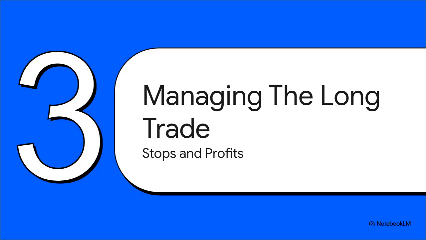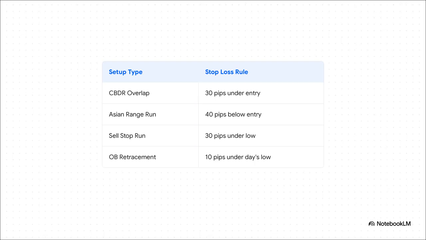You know, getting the entry right feels great, but that's really only half the battle. A true professional manages the trade with a clear, rules-based plan for both their stop loss and their profit targets. Your stop loss is not based on a feeling. It's mechanical. It's determined by the specific setup you took. And as you can see, ICT gives you precise rules for each entry type.